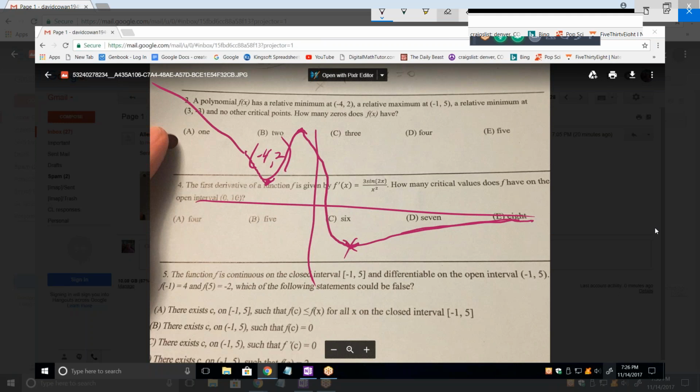Question is I can also draw this unquestionably like this. And now I have 2 zeros. And I'm inclined to answer that with 2, just because this would be the most standard way it would look.